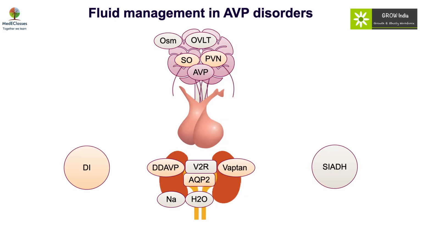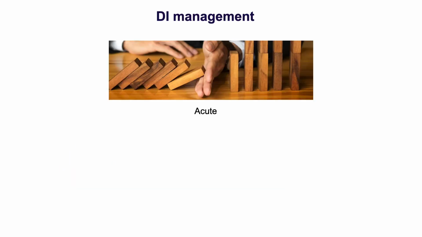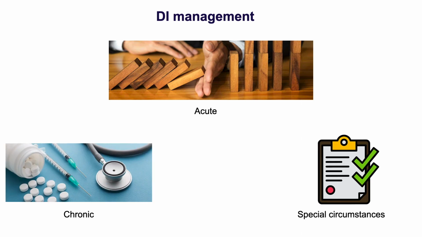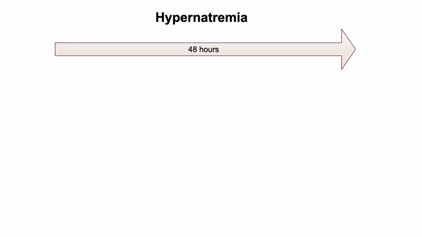So going on to the specific disorders and how to manage, especially the fluid and electrolyte part, we'll start off with diabetes insipidus, focusing on the acute, the chronic, and special management in certain situations. Acute management of DI usually is in the form of hypernatremia management. So, just an overview of hypernatremia management.